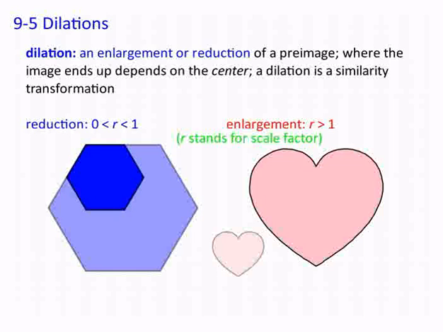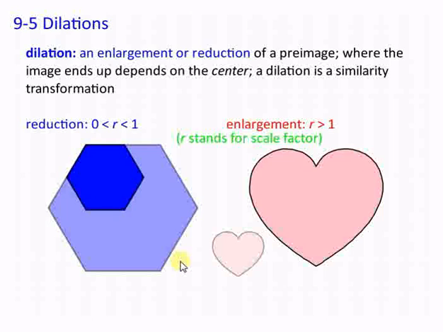This lesson is on dilations. It's the fourth kind of transformation we're studying, the other three being reflections, translations, and rotations, all of which are congruence transformations or isometries. Dilations, on the other hand, are similarity transformations, because while the shape and the angles of a pre-image are preserved, as you can see with these examples here, the size is not.